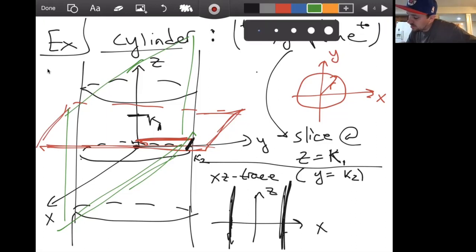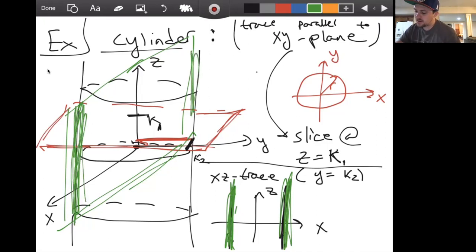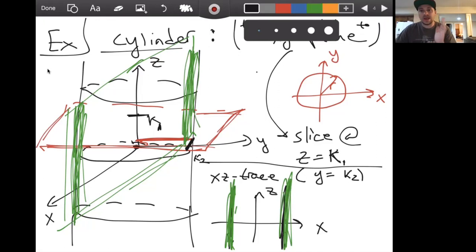Well, let me draw it in green since I've been trying to be color coordinated. And this, for a cylinder, this is the XZ trace. It's these two lines, because if I take a plane and slice it through this cylinder, where does it intersect? It intersects at this line over here, and it intersects at this line over here. And that's the only place that my graph intersects. So the trace, or the two-dimensional projection, is just two disjoint lines. And so this is what it'll look like in an XZ trace.